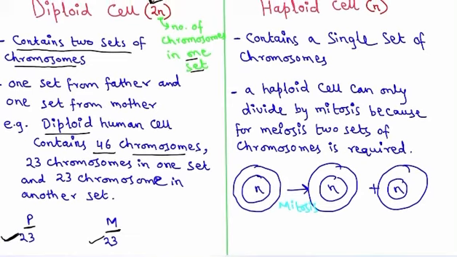What is a haploid cell then? A haploid cell is a cell which contains a single set of chromosomes in its nucleus. There will be only a single set. And a haploid cell is denoted by n, where n represents the number of chromosomes in one set.